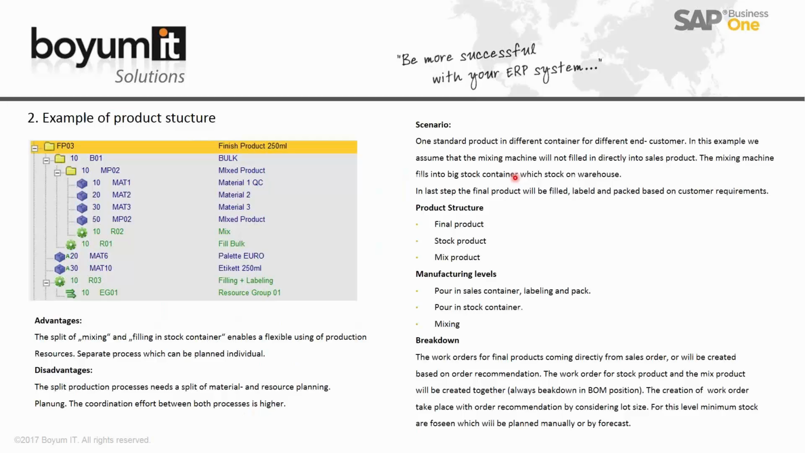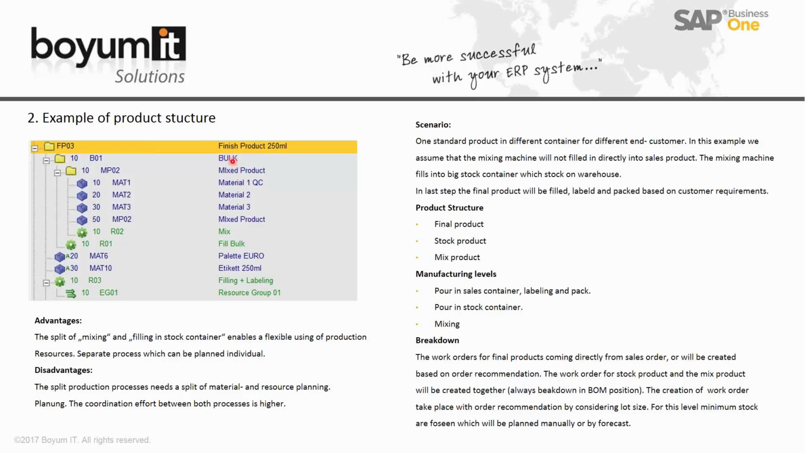Yeah, and then a second example, you see again the structure, the item structure. The difference here is that we have no phantom item, no recipe itself. The difference here is that we, and this is on the right side, explain the scenario that we have a bulk or batch where we have different containers with different sizes.